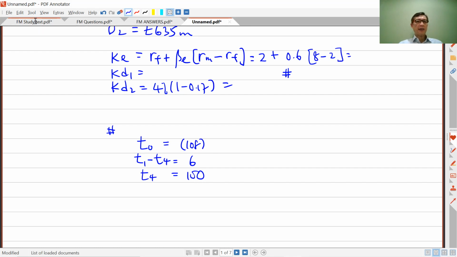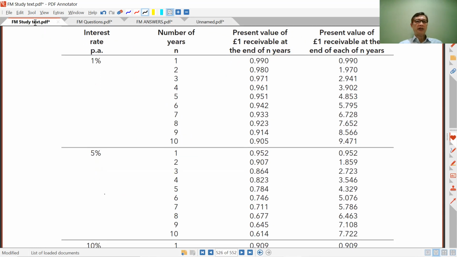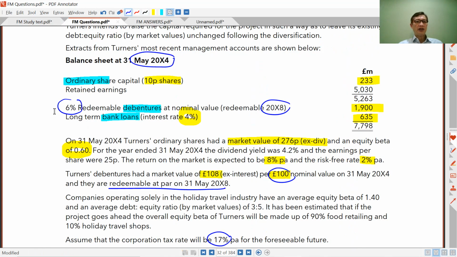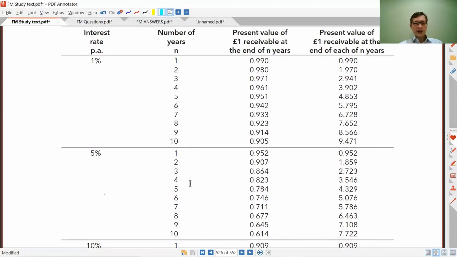If you were to look at the table, this table is given in the exam. So you can see that it's giving you 1%, and then 5% and 10%. Choose the one that is closest to the coupon rate of 6%. In the exam, you have this 6% here. So the closest should be the 5%. So you can always try the 5%. And then you have the present value. 5% for year 4, this will be for the redemption value of 100. And then for the annuity, you have the 3.546.